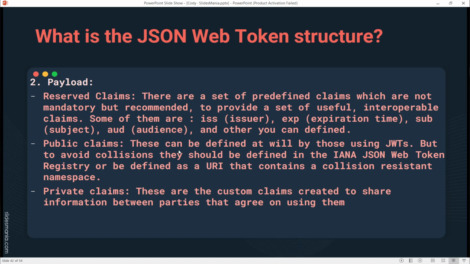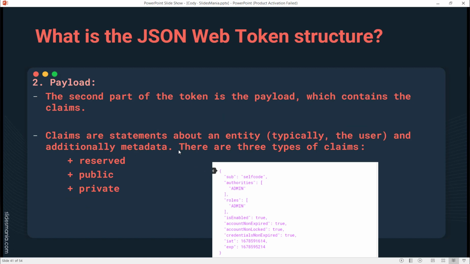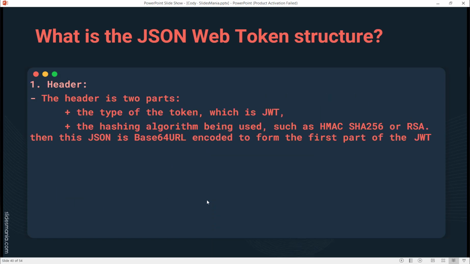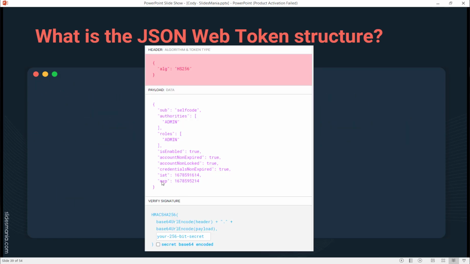For reserved claims, there is a set of predefined claims which are not mandatory but recommended, to provide a set of useful, interoperable claims. Some of them are the issuer, the expiration time, the subject, and the audience. Here you can see an example with the subject, and here you can define others.